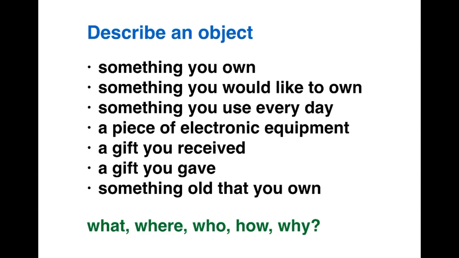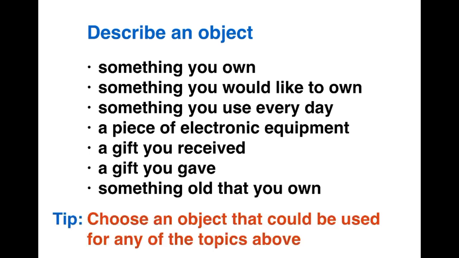And now for my main tip for this Describe an Object task. It's very simple. Choose an object that could be used for any of the topics above. That's what we're going to do in this lesson. And my object that I'm choosing as an example is a watch, a wristwatch that you wear on your wrist to tell the time, of course.